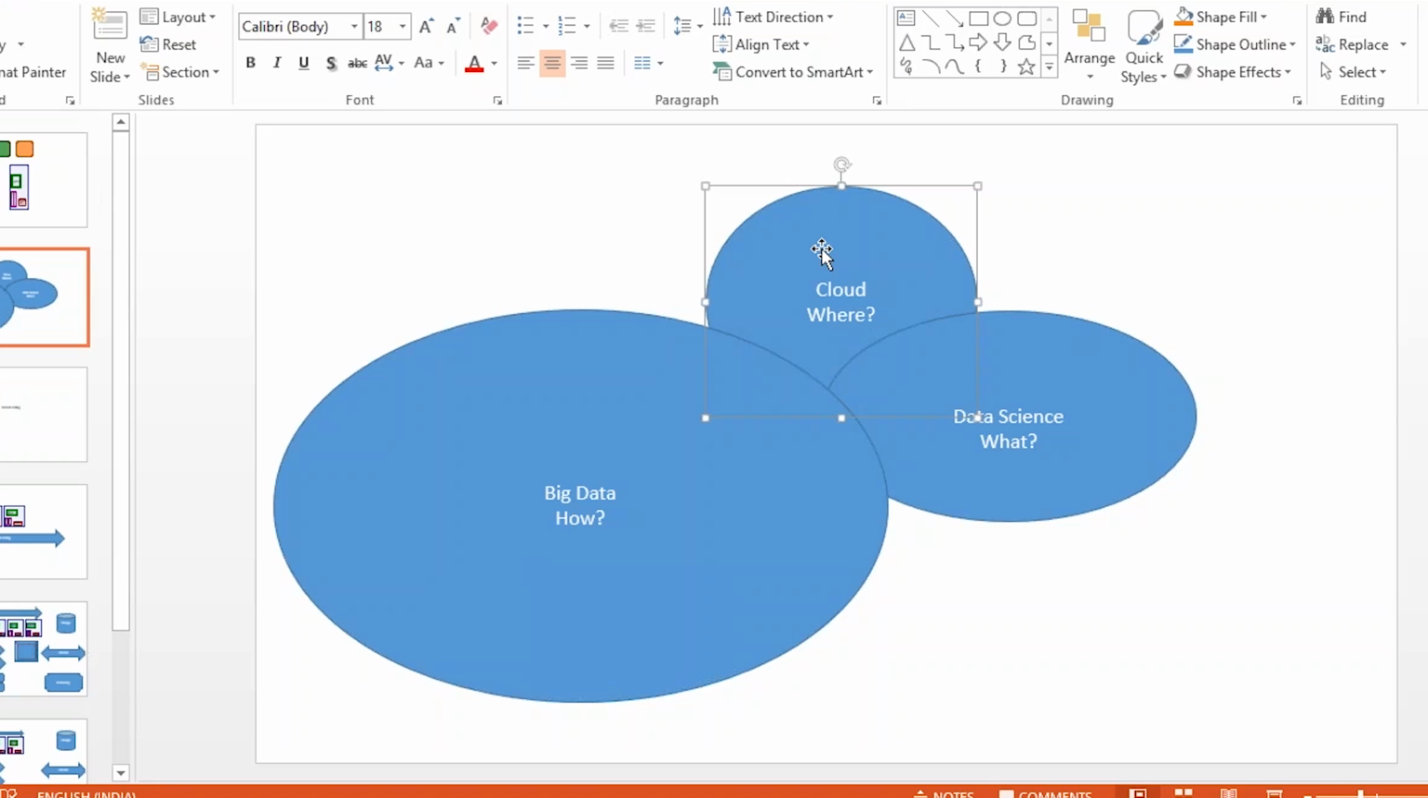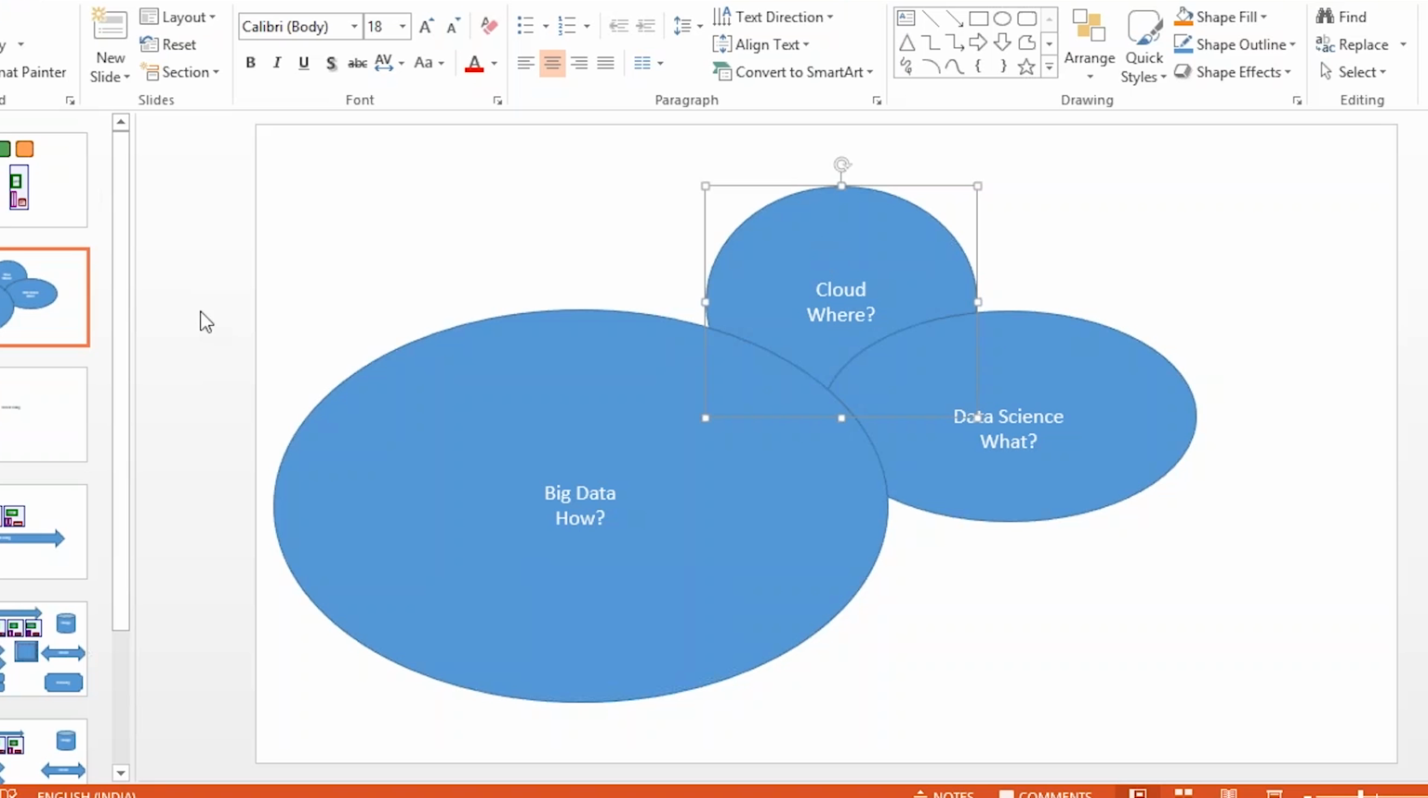So all these three together, big data, cloud, and data science, are going to give me the solution, or create a magic triangle or a sweet spot where I can solve the business problem, which is going to be very fruitful, and I'm going to get very useful insights.